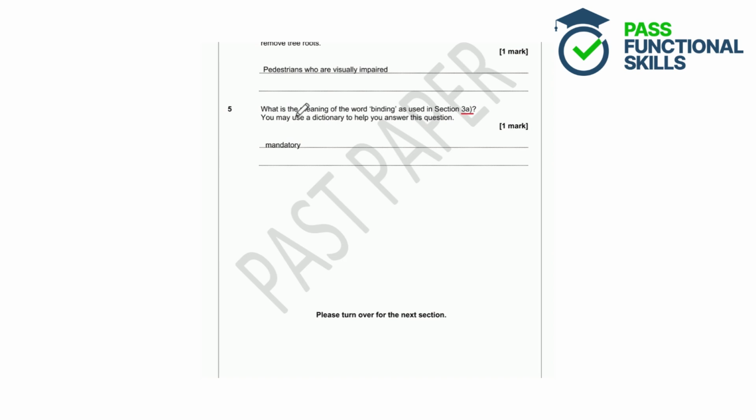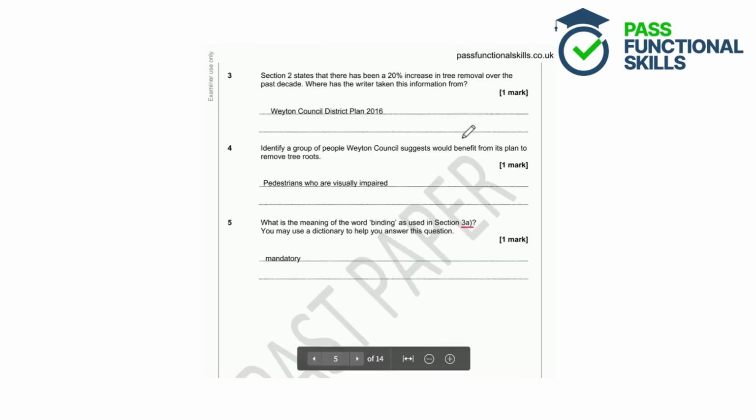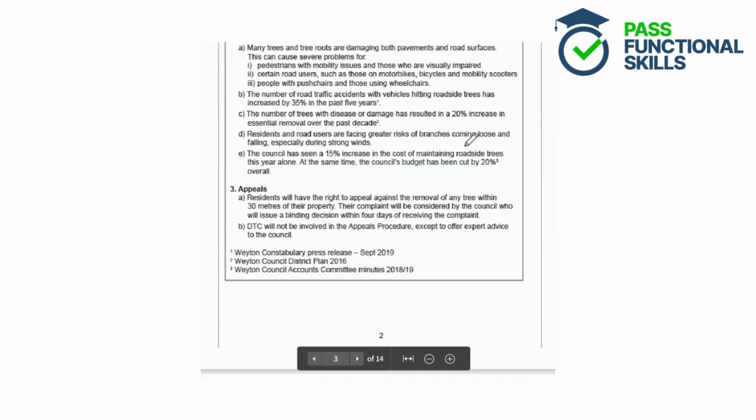So we need to have a look at the word in the source, have a look at the context, so we can work out which one of those definitions fits, and then work out a word which summarises that definition. So we know it's in section 3A, so if we scroll up to the source, we can see that section 3A is here.